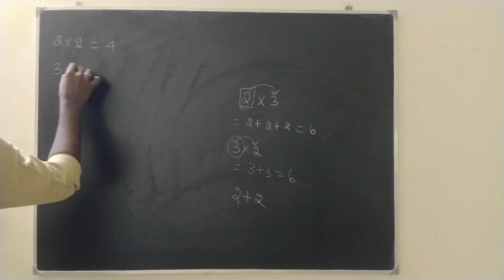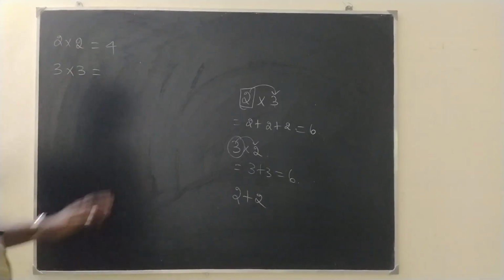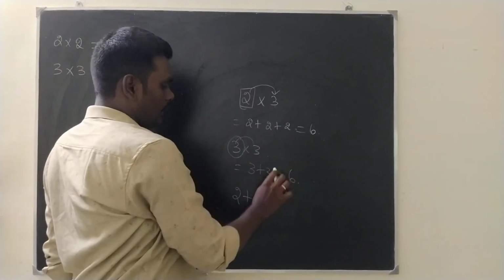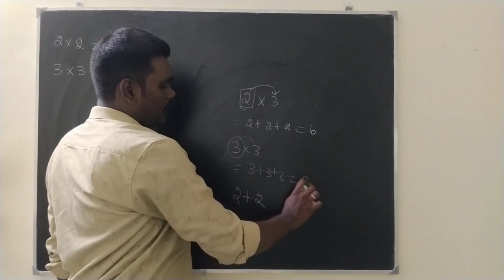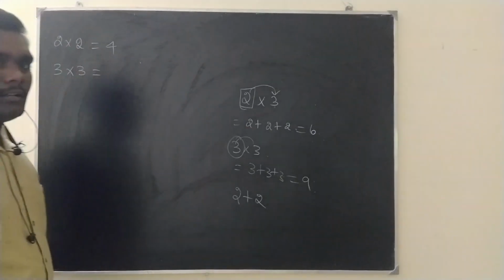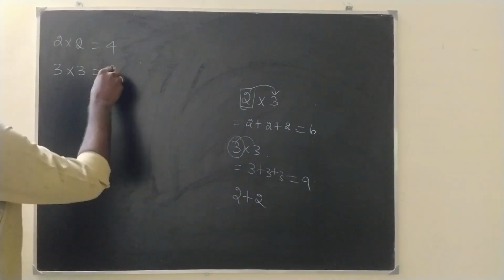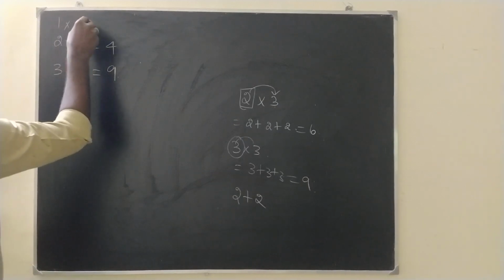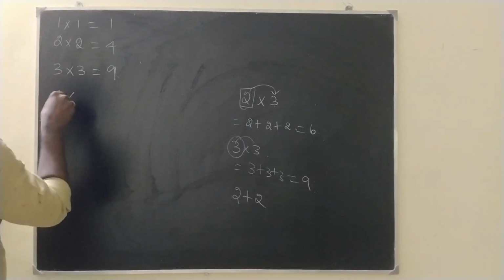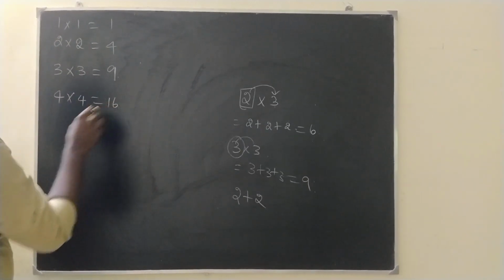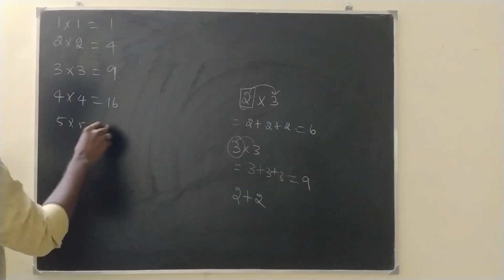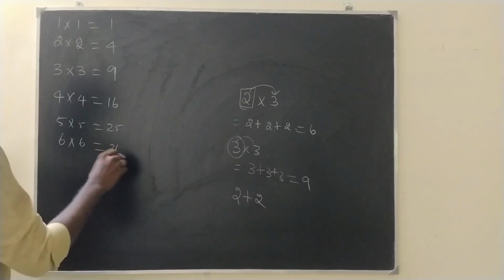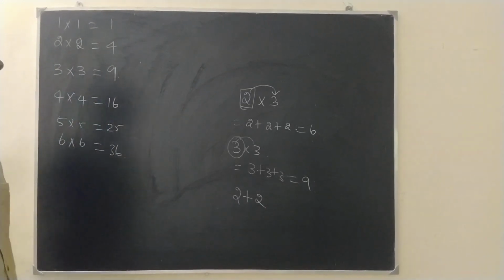3 multiplied with 3, which means 3 added for 3 times. The answer is 9. Okay. Likewise, we may start from 1. 4 4s are 16. 5 5s are 25. 6 6s are 36, and so on it goes.